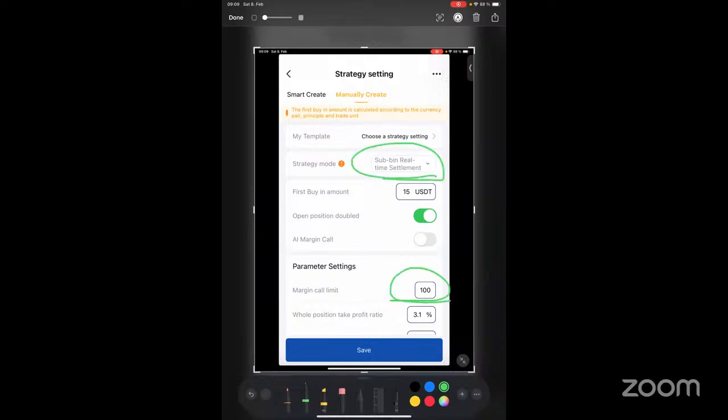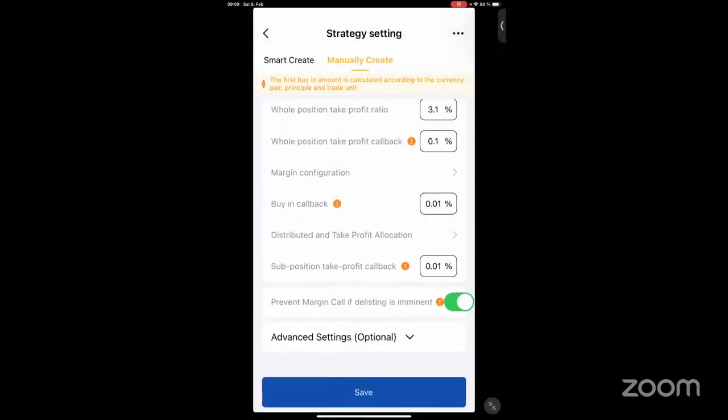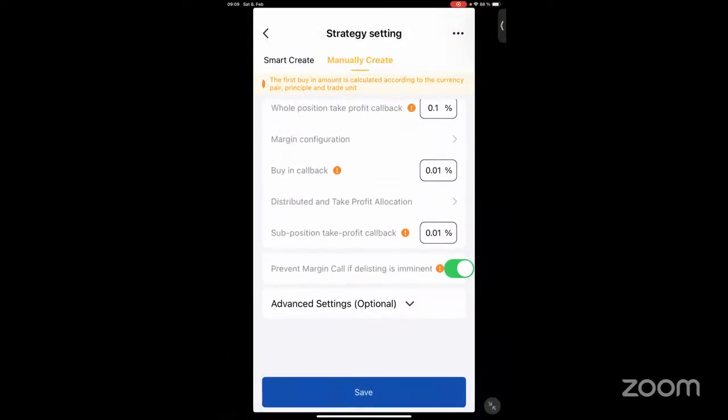This place was showing whole warehouse. Now it's on real-time settlement. Okay, so everything changes, all the settings. So I don't have to do this manually. And I love this feature a lot because it saves a lot of time.